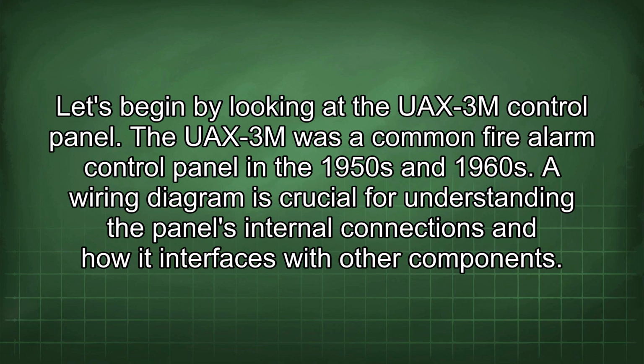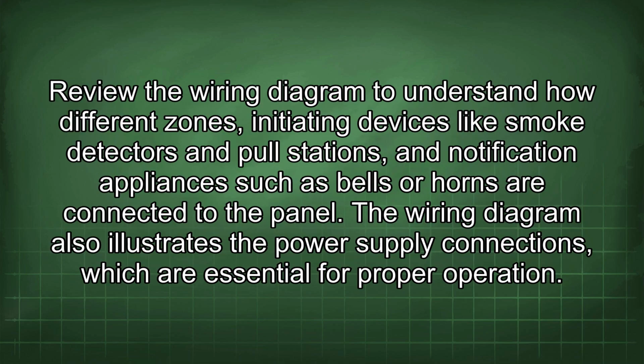The UAX-3M was a common fire alarm control panel in the 1950s and 1960s. A wiring diagram is crucial for understanding the panel's internal connections and how it interfaces with other components. Review the wiring diagram to understand how different zones, initiating devices like smoke detectors and pull stations, and notification appliances such as bells or horns are connected to the panel. The wiring diagram also illustrates the power supply connections, which are essential for proper operation.